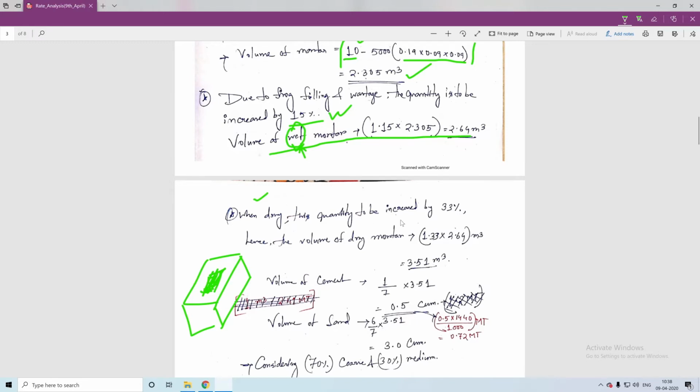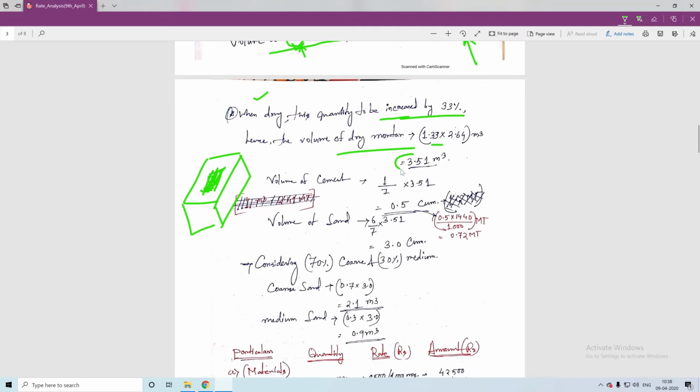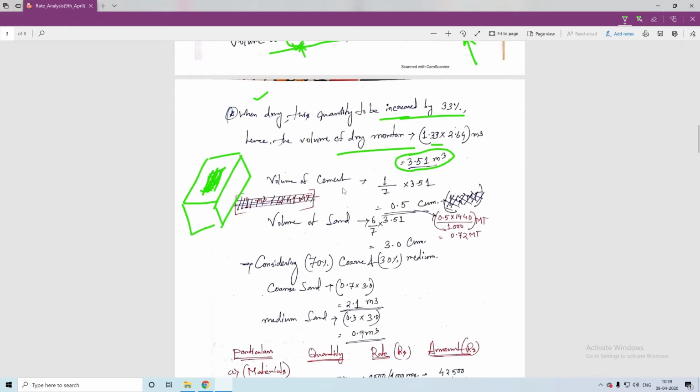So this is considered as 33%, meaning when you mix the water, the volume will decrease by 33%. So obviously when I am calculating the dry volume, we need to increase it by 33%, right? So I am increasing it by 33%, and hence the volume of dry mortar will be 1.33 into 2.64. Okay, so 1.33, this is the ultimate volume that you need to consider for 10 meter cube volume of brickwork.